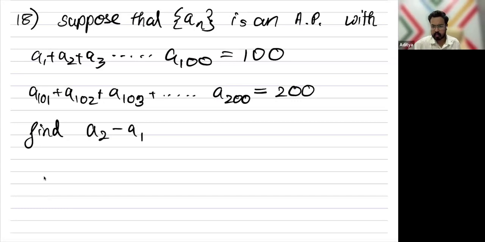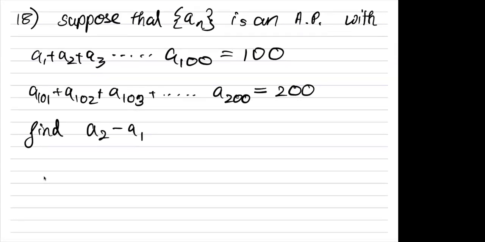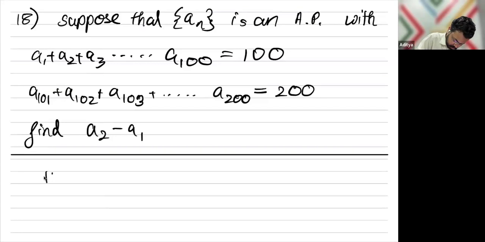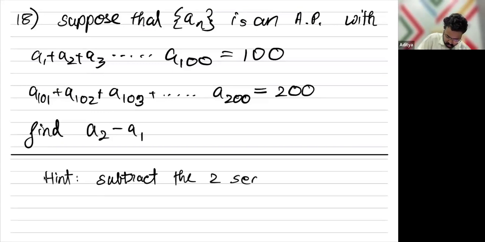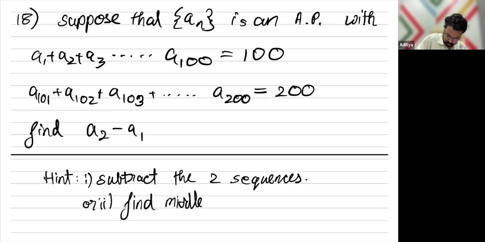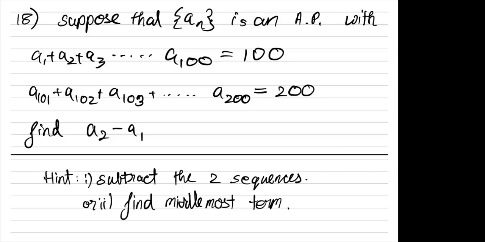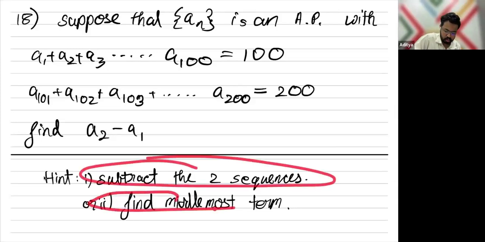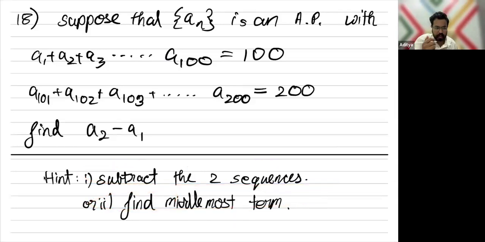Okay, should I start explaining? Does anyone want more time? I'll show you two methods on how to do this question. I'll wait for 1 more minute. Okay, hints are: subtract the two sequences, or you can find the middlemost term. We can also add the two sequences. Adding will work. I have not gone through that approach, but these two give the answer. So we can explore that also if you like. Pushkal, correct answer.